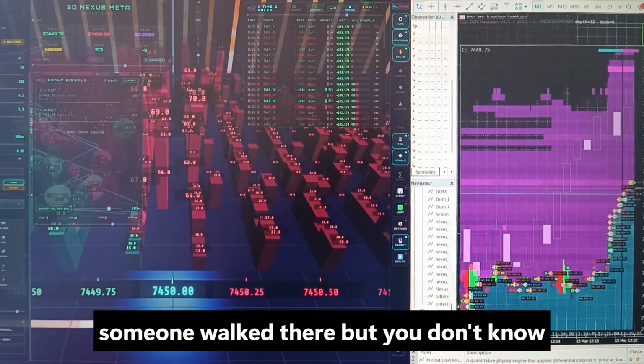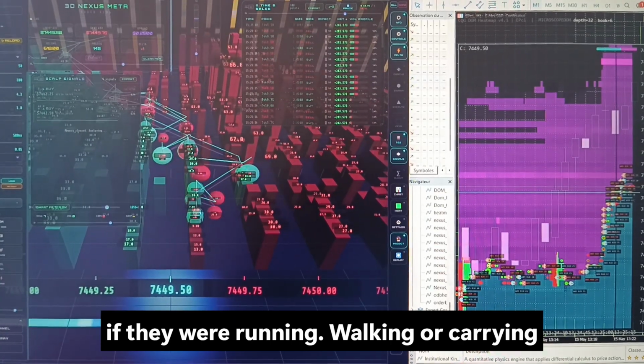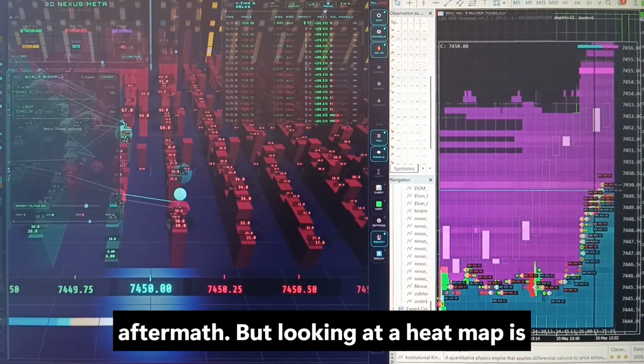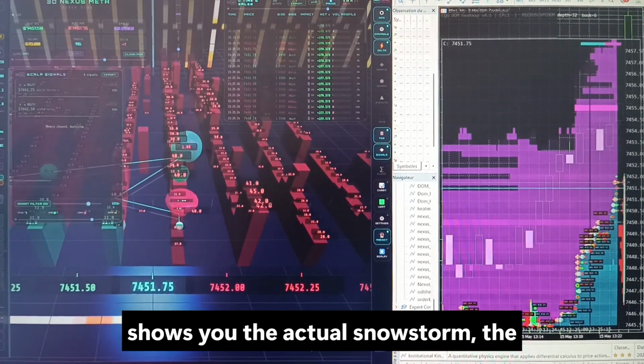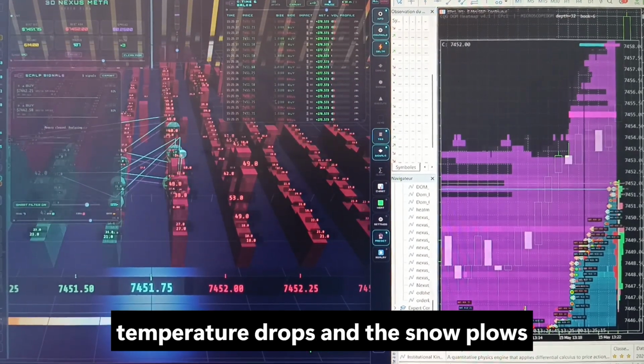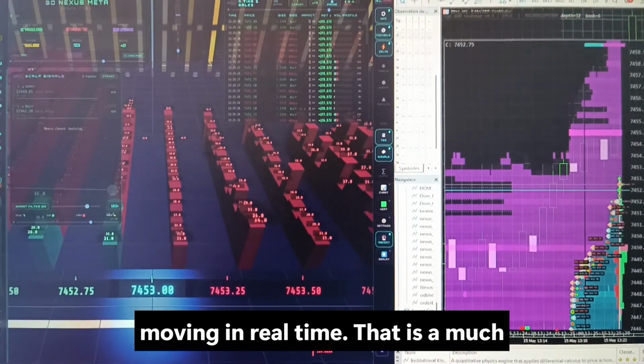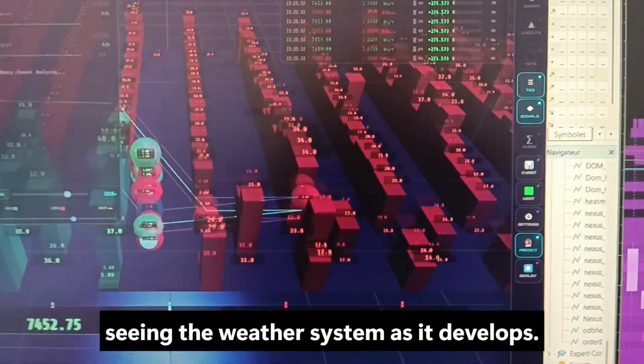You know someone walked there, but you don't know if they were running, walking, or carrying something heavy. Right, you just see the aftermath. But looking at a heat map is like having a live weather radar that shows you the actual snowstorm, the temperature drops, and the snowplows moving in real time. That is a much better way to think about it. You are seeing the weather system as it develops.